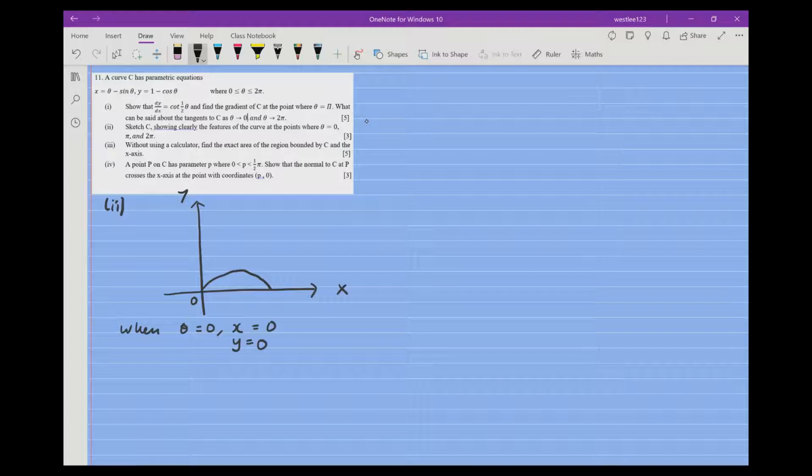And then when theta is pi, x is pi minus sine pi. Sine pi is 0, so x is just pi. y equals 1 minus cosine pi, which is 2. So we have this point over here, pi, 2.